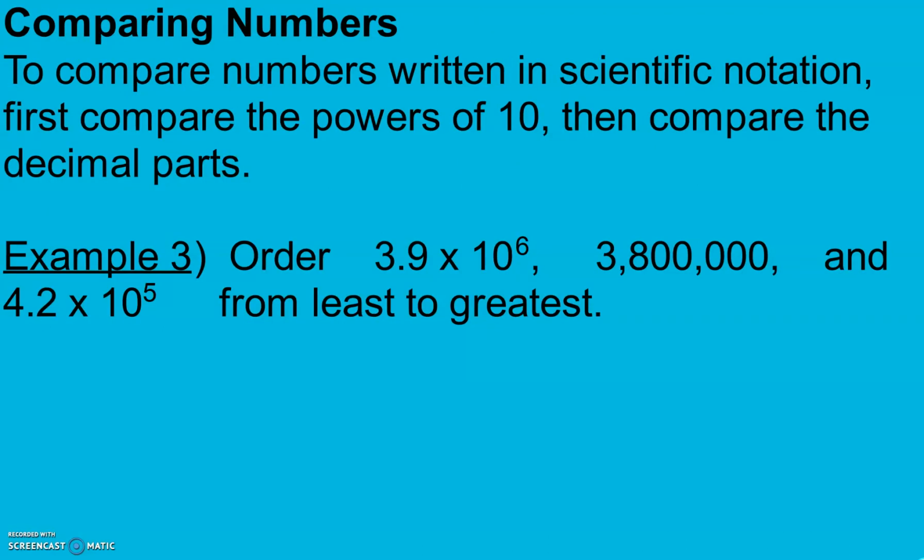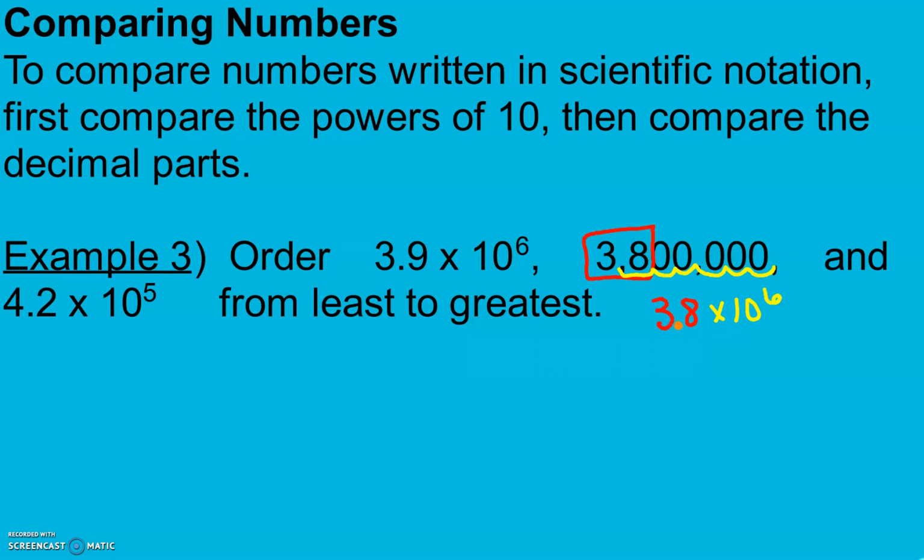To compare numbers written in scientific notation, first compare the powers of 10, then compare the decimal parts. So we want to have these all in the same format. We're going to put them all in scientific notation. My first and my third are, but 3,800,000 is not. So I'm going to put it in scientific notation. We count one number before our decimal. We count 1, 2, 3, 4, 5, 6. So times 10 to the 6th.